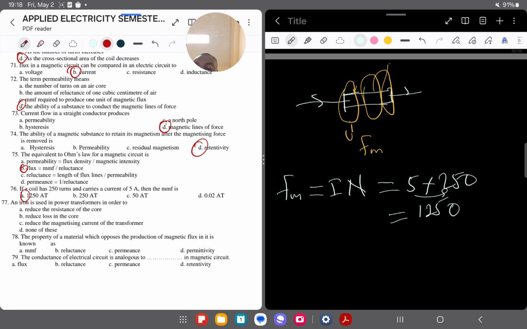C, reduce the magnetizing current of the transformer. And then D, none of these. So here they reduce the magnetizing force, magnetizing current of the transformer. That is going to be the answer. So the answer here will be C.